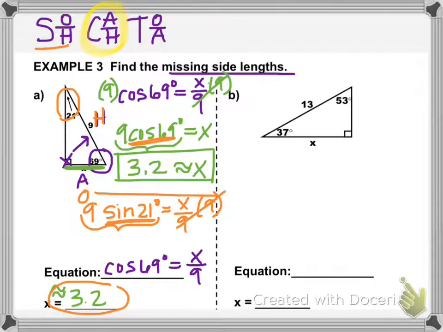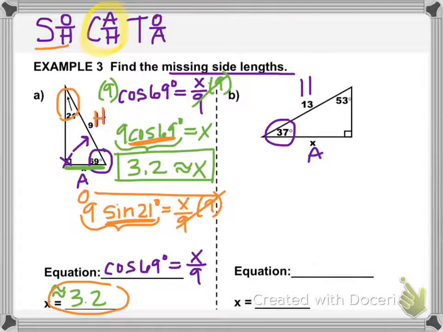All right, let's do B. So B, we're trying to find x. We can choose the 37 or the 53. Let's try the 37. We're going to label the sides that are labeled with O, A, or H. The x is the adjacent leg, so I'm going to put an A.